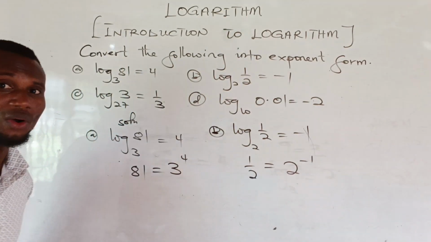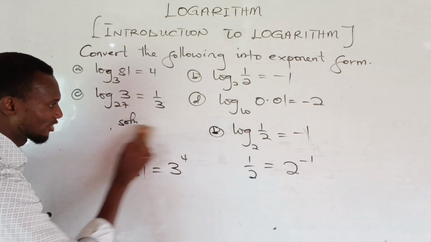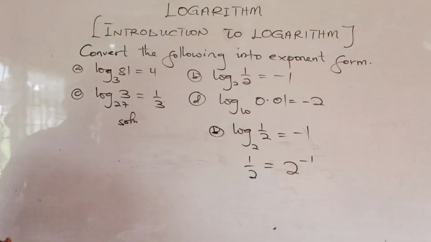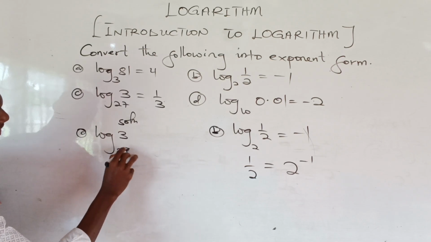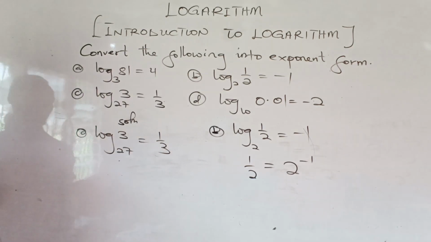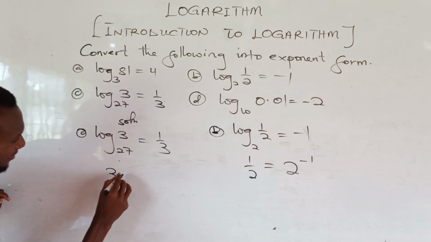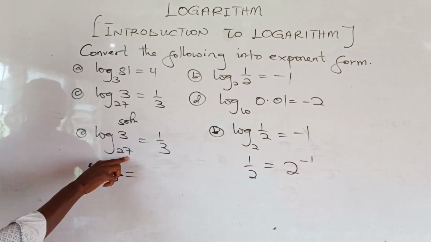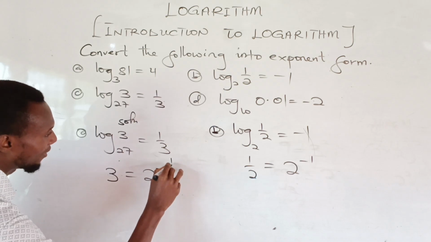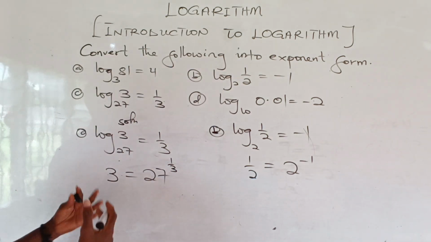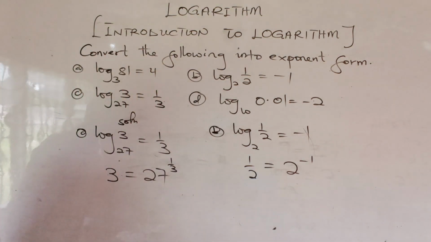Okay, now let's go ahead and tackle the C. I'm going to clean the A here so that I can have space for the C. So the C, we have log 3 to the base 27 equals 1 over 3. To write this in exponent form, maintain your 3, which is here, bring your equal sign, and this base, which is the 27, will come and carry the 1 over 3 as a power. So it's going to be 27 to the power 1 over 3, and this is your final answer. As simple as that.